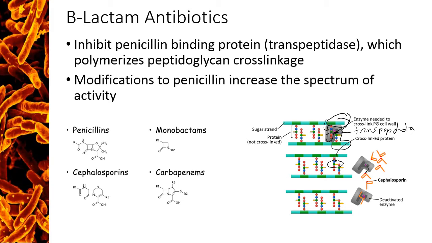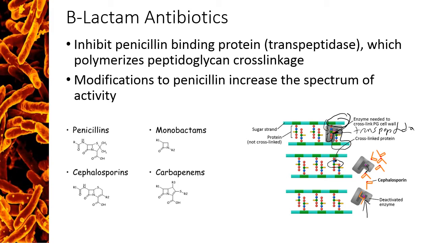The way beta-lactam antibiotics work is they bind to the enzyme directly, and once they're bound, that enzyme can no longer function. And so without the enzyme, we can't form the cross-links, which means we can't attach one chain of peptidoglycan to another chain of peptidoglycan and make the full cell wall.